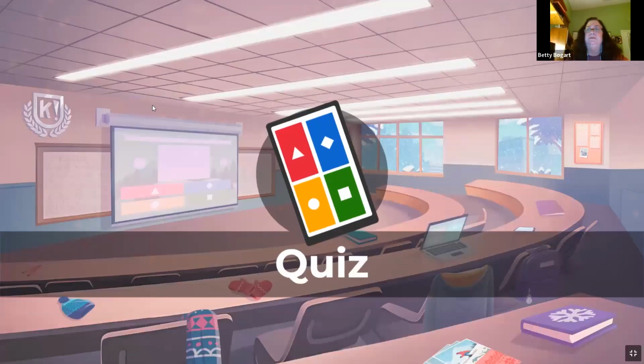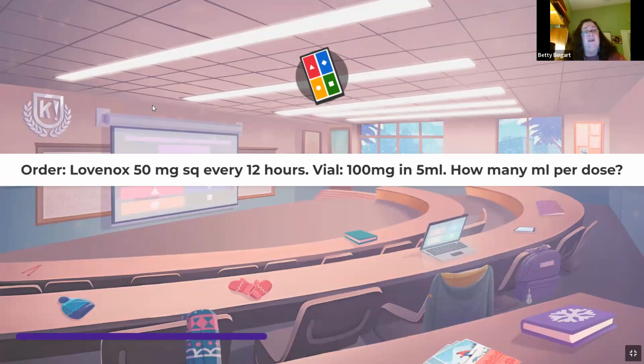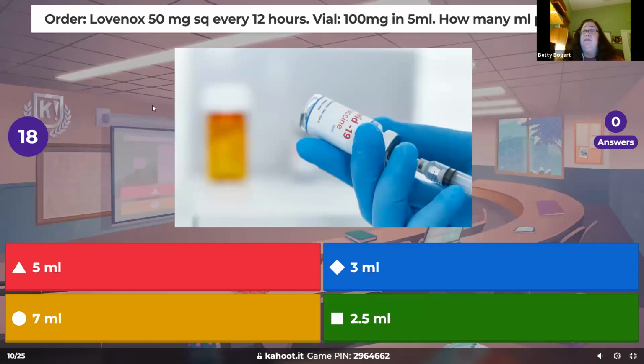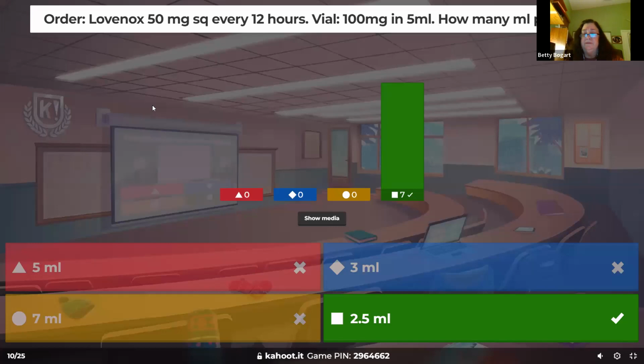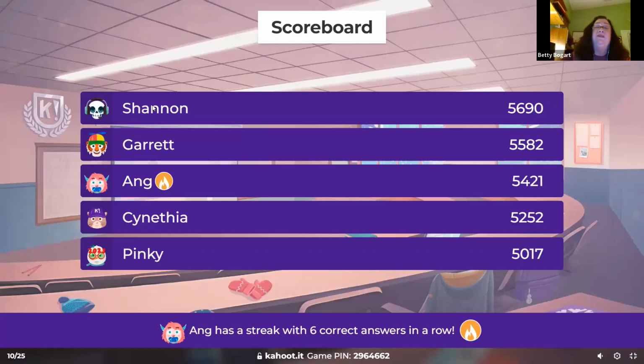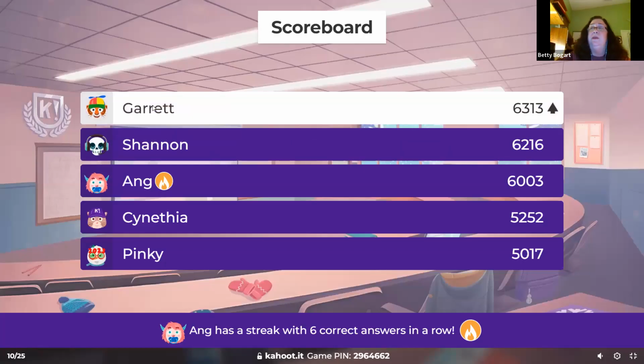We got another. Lovenox, 50 milligrams subQ, Q12. You have 100 milligrams in 5 mLs. How many mLs per dose? So it's 50 over 100 times 5 over 1. So 50 times 5 is 250. Divide it by 100. Answer is 2.5. Okay, you will see questions like that on your exam, so just be aware.